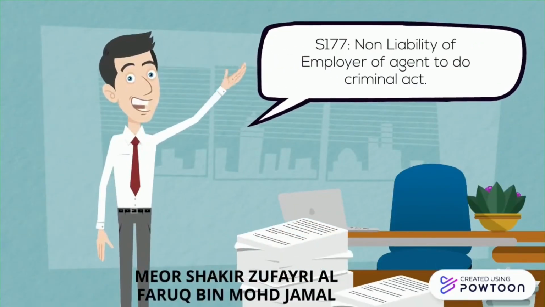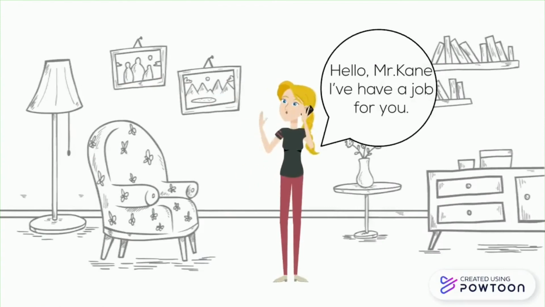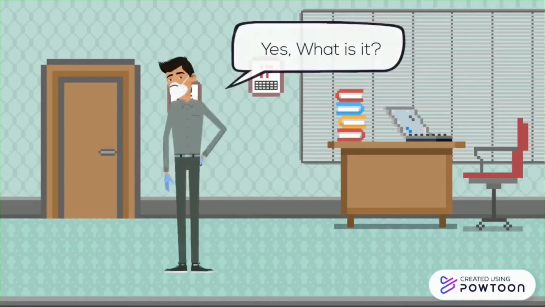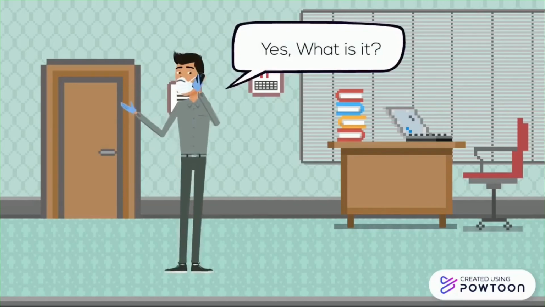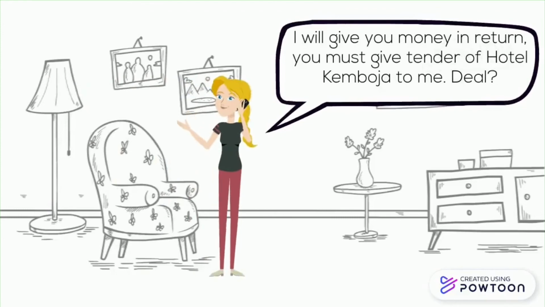Section 177. Non-liability of employer of agent to do criminal act. Under the Contracts Act 1950, where one person employs another to do an act which is criminal, the employer is not liable to the agent, either upon an express or an implied promise to indemnify him against the consequences of that act.